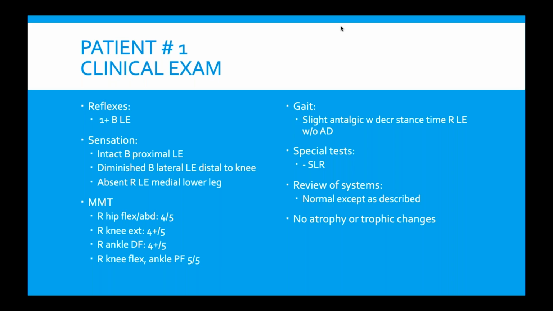He did have a little bit of weakness of the proximal hip muscles as expected after hip replacement surgery. His knee extension was pretty good, ankle dorsiflexion was a little bit weak, and everything else in the right leg was unremarkable, and the left leg was normal. He did have a slight antalgic gait, but pretty good again for recent hip surgery, without an assistive device. He had a negative straight leg raise test, review of symptoms was normal, and he had no atrophy or any trophic changes. So based on that clinical exam, I went too fast.